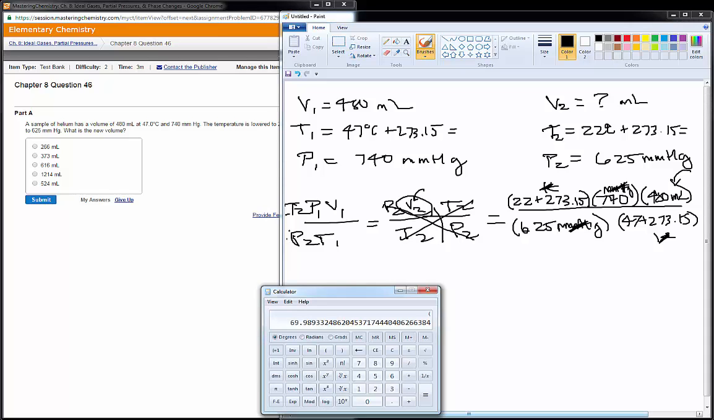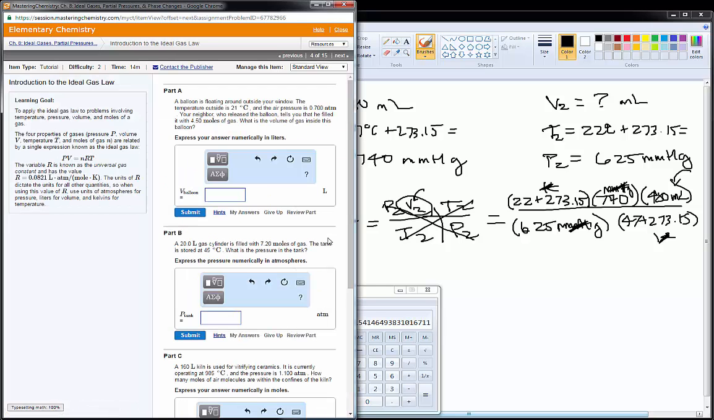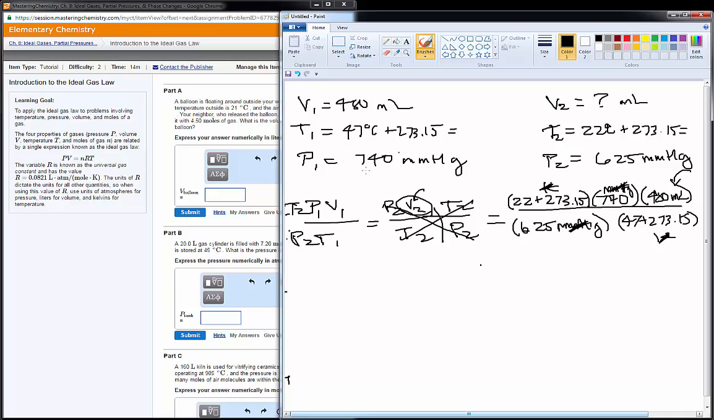So here we go. I'll put this in parentheses, 22 plus 273.15. That's our new Kelvin temperature for that. Multiplied by 740, multiplied by 480, divided by 625, divided by 47 plus 273.15. That gives me a new V2 of 523.94 milliliters. That is right there. Okay, so that is the combined gas law.